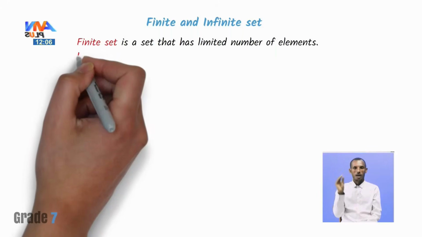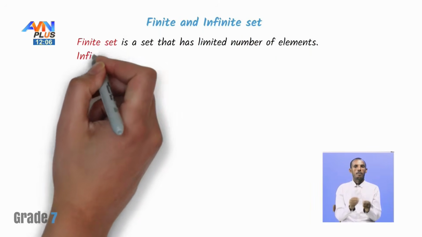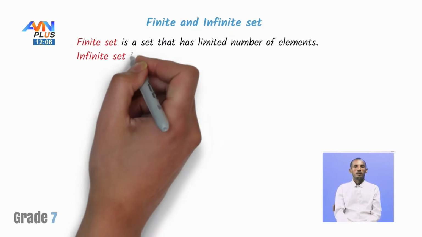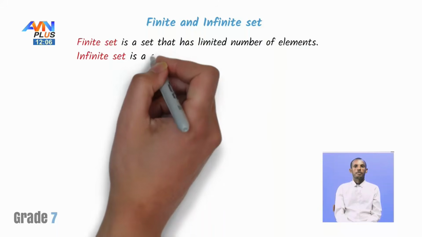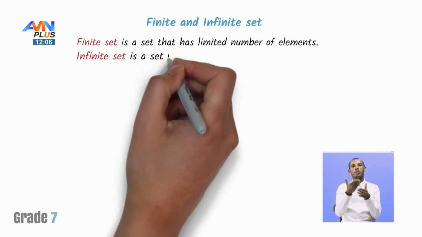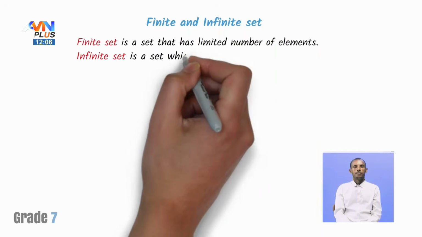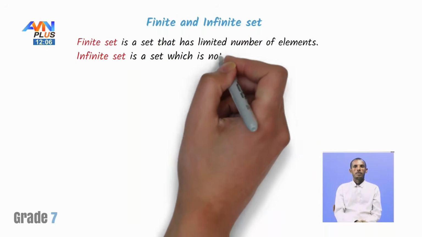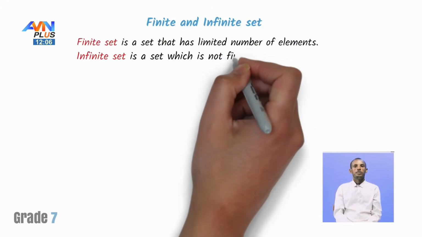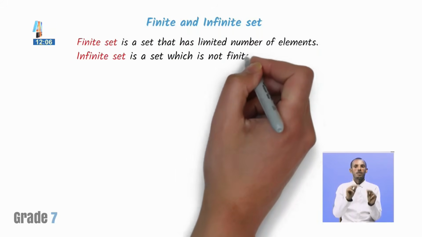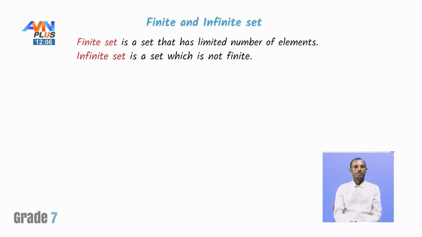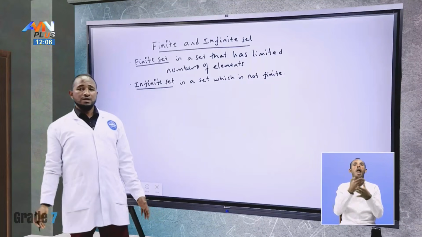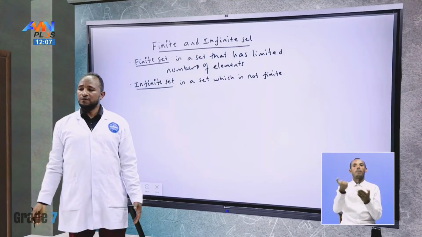And infinite set is a set which is not finite. If it's not finite, we call it an infinite set. Infinite set is a set which is not finite, or a set which has an unlimited number of elements is also called an infinite set.